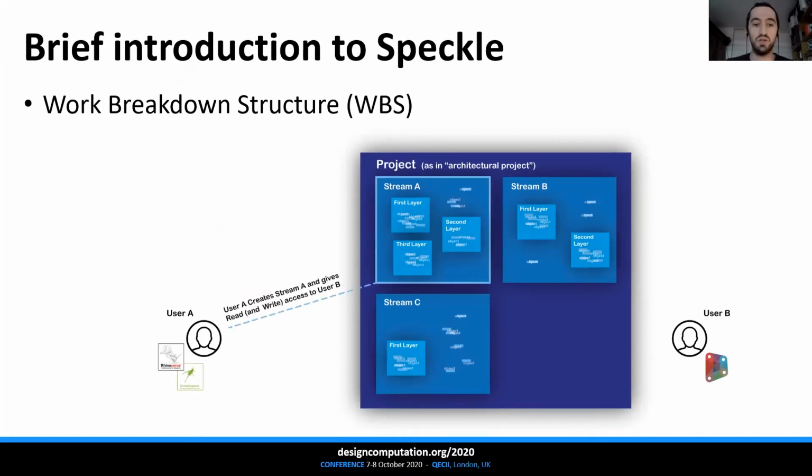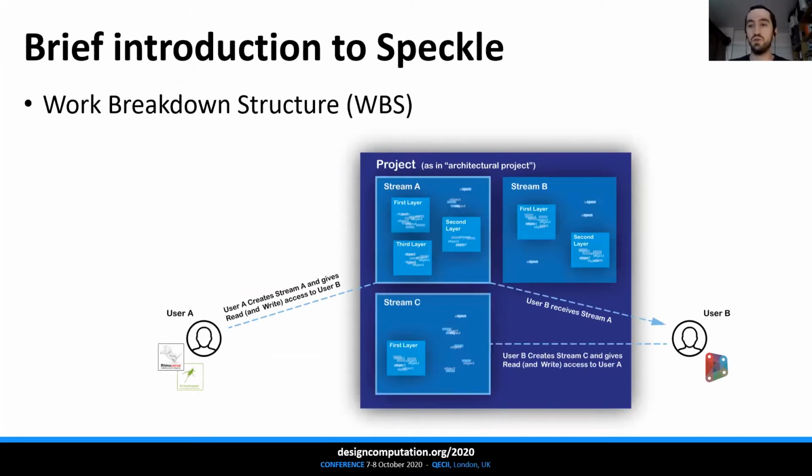Then user A would create a first stream and give read and write access to user B. User B receives this stream. And then if user B makes more changes, user B will create another stream and give read and write access to user A. So the workflow is not bidirectional. You can't edit a stream that you received. If you want to make changes, you always have to create another stream and send that to the original user.